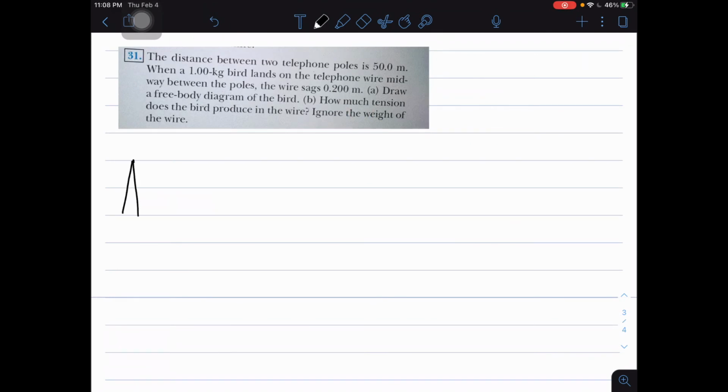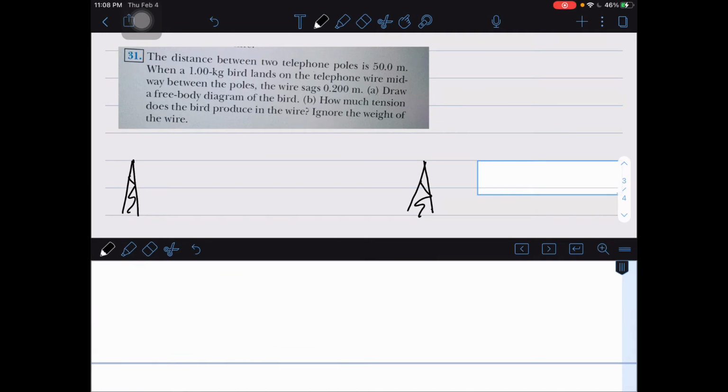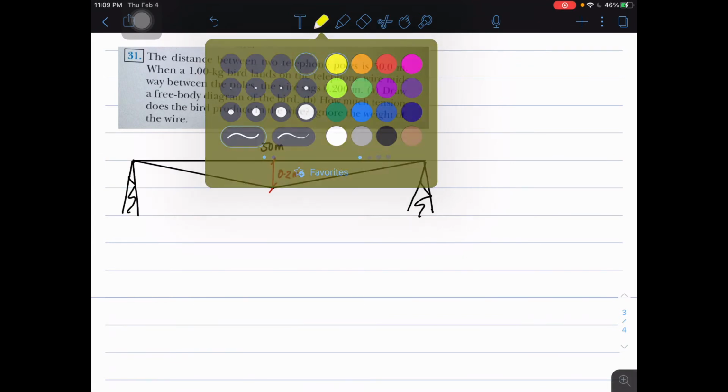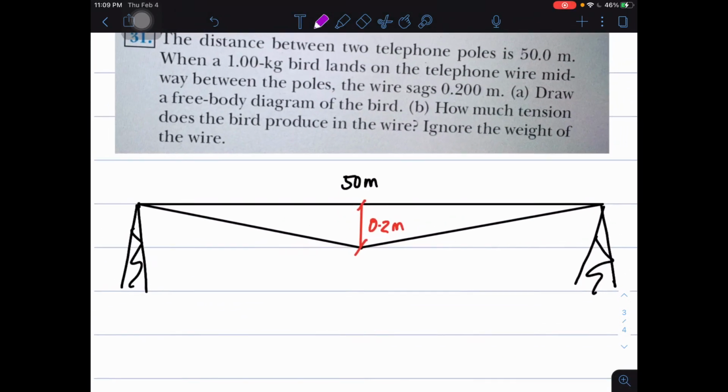Okay, next we have this item. The distance between two telephone poles is 50 meters. So let's say these are two telephone poles, and the distance between them is 50 meters. Now, when a 1 kilogram bird lands on the telephone wire midway between the poles, the wire sags to 0.2 meters. So we have this, and 0.2 meters is this one.